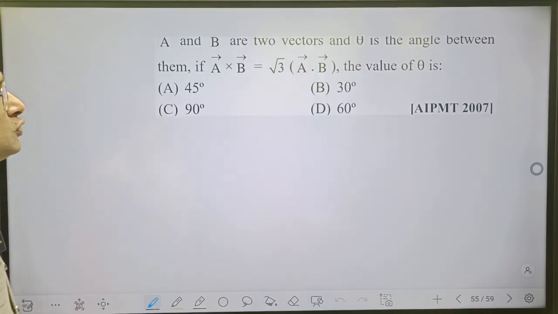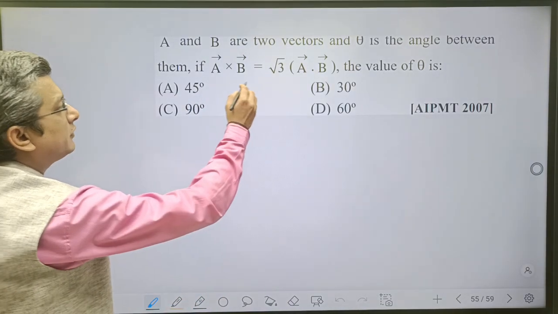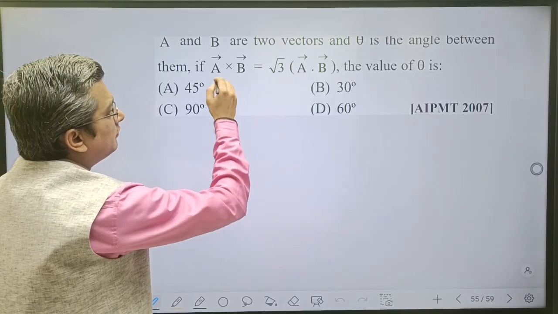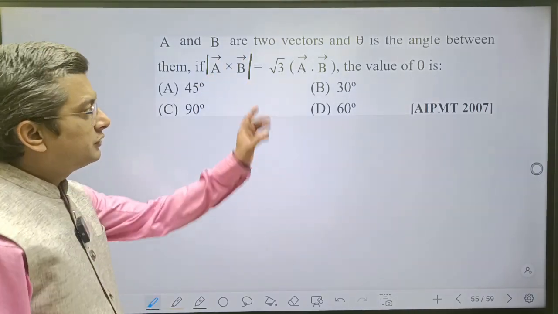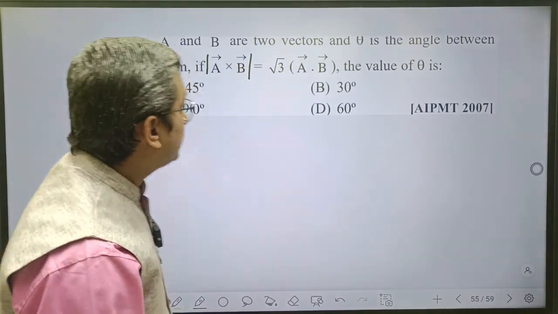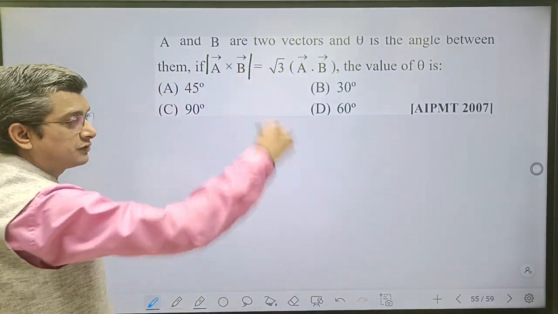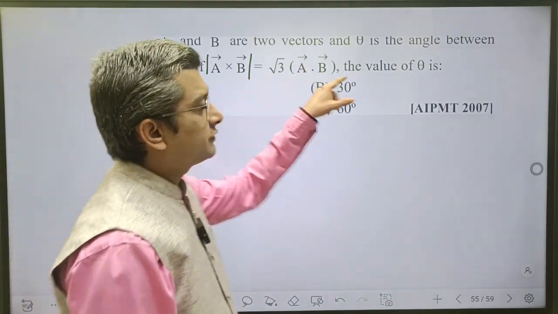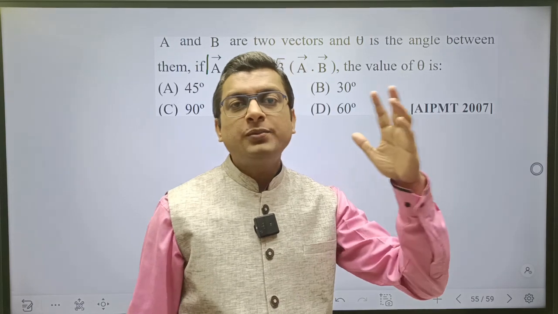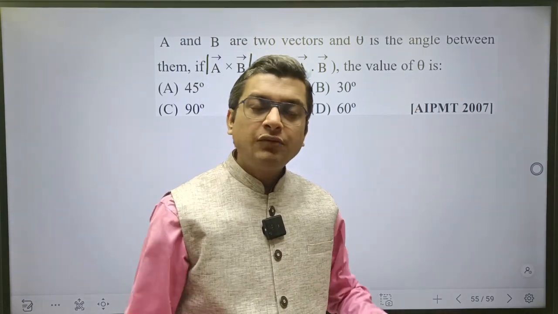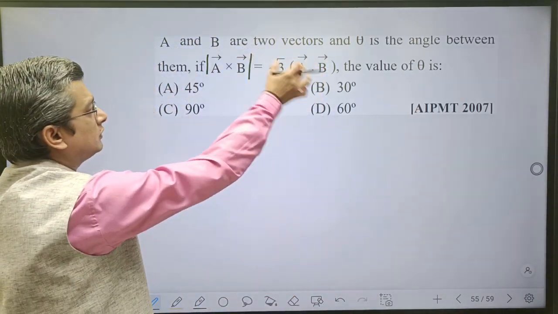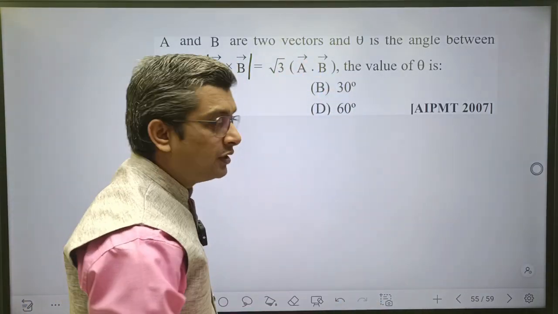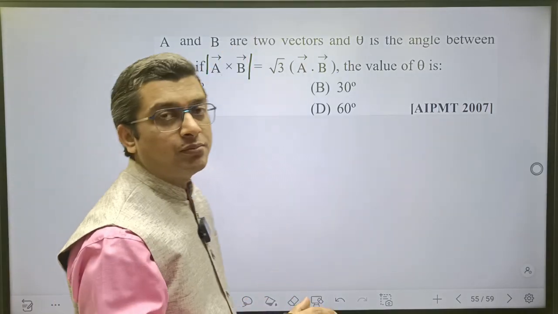Second: A and B are two vectors and theta is the angle between them. A cross B is given as root 3 times A dot B. The value of theta is, so guys, here for A cross B we have to consider only the magnitude. Why? You have to understand this. In the question it is not put under the modulus sign, but we have to consider only its magnitude. Why? Because the right hand side has A dot B, and as we know A dot B is a scalar. It will not have direction. So on the right side of the expression we have only magnitude. It means that on the left side we must have only magnitude.